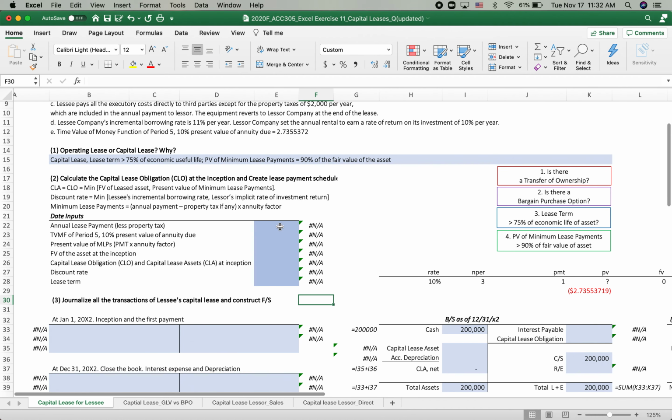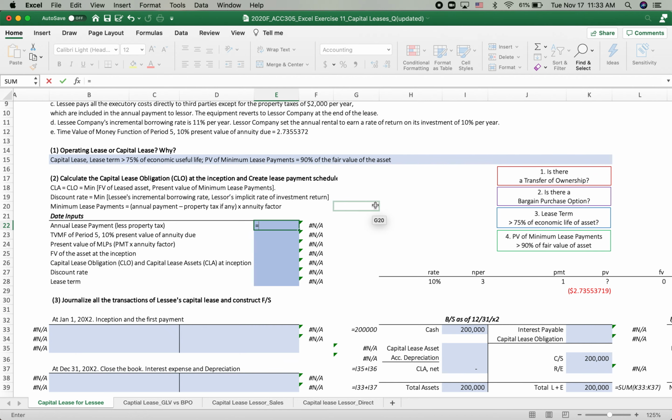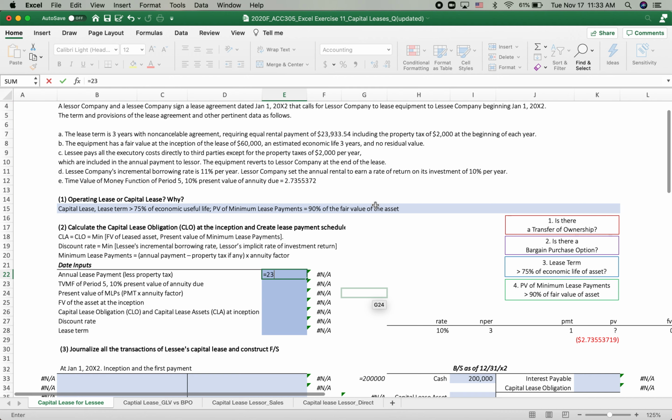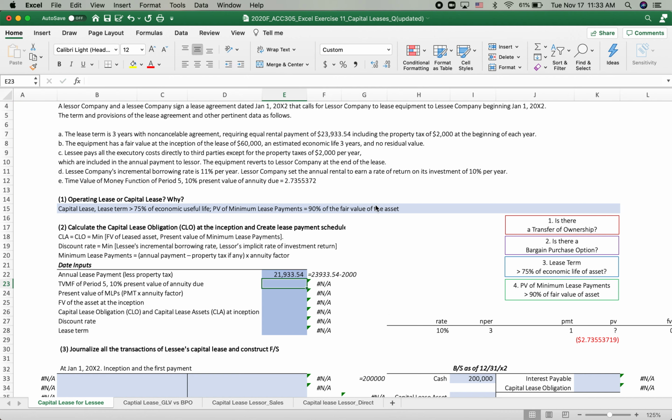Now, let's calculate the annual lease payment less property tax. What is the actual annual lease payment amount? We have the given number, $23,933.54, minus the $2,000 tax amount. So the actual annual lease payment to calculate the minimum lease payment is $21,933.